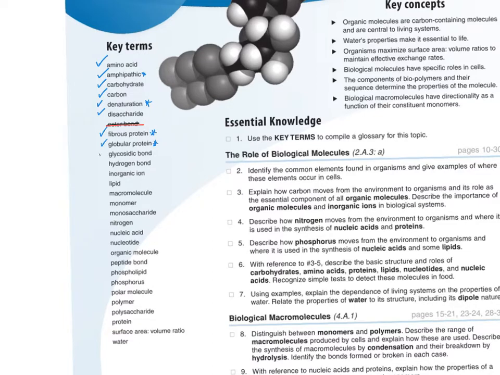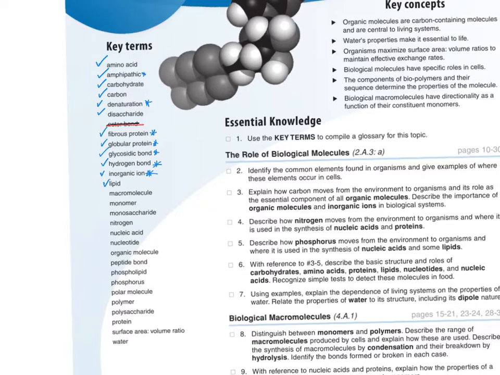Glycosidic bond, man, I'm not sure, but we'll go ahead and mark it. We've already talked about it, it just hasn't been named. Hydrogen bond, you'll need to know. Inorganic ion, you'll need to know. You already know those. You know what an inorganic ion is. It's a charged atom or a group of atoms that are not organic. In other words, not carbon-based, right? Because that's what organic means, carbon-based.